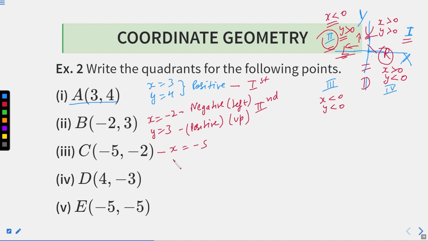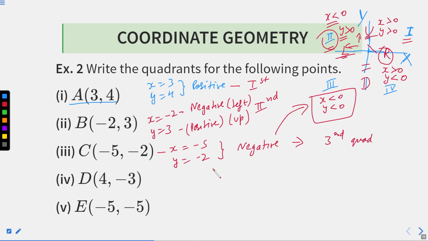Now x is equal to -5, y is equal to -2. Both are negative. And we know in the first quadrant we have positives, and opposite to that, in the third quadrant, we have both negative. So it is in the third quadrant.